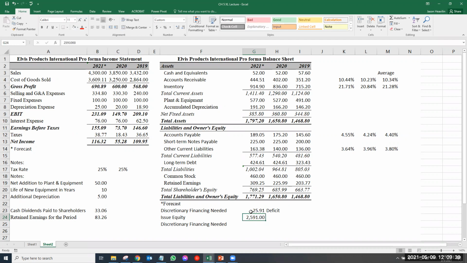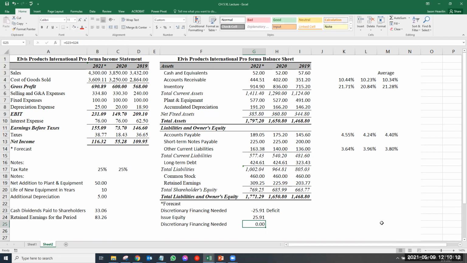Hold on one second. One zero belongs there. Okay. Now, if it's negative, it gives us a deficit. So we want to issue that much to bring that cash flow in of 2591. And then our discretionary financing needed after that zeroes out. So we're good.